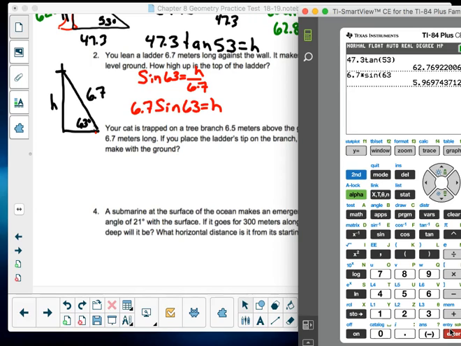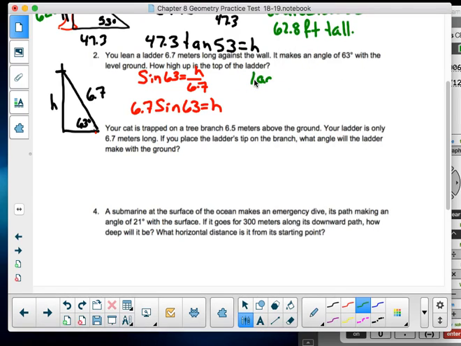Now we're asked here, how high is the top of the ladder? Well, if I do it to the nearest tenth, I'm rounding and I get 6.0. So my ladder reaches 6.0 feet high on the wall.